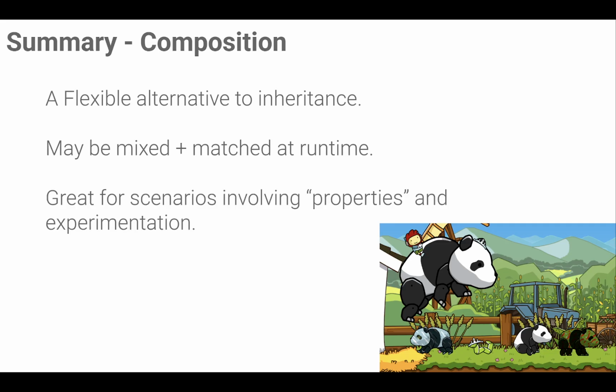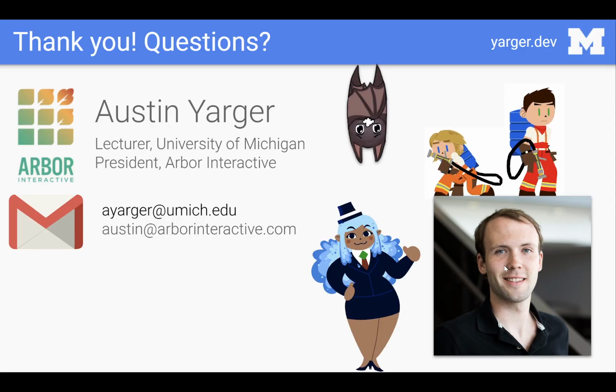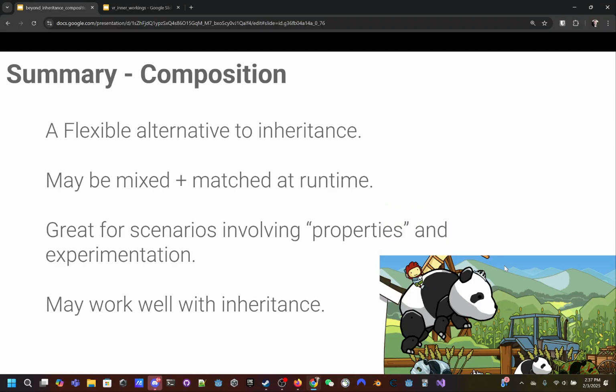Really good for any scenario involving adjectives or properties or experimentation. And you can use inheritance with components to prevent DRY from being lost in your code base. If you have a bunch of components that are very similar to each other, like our affordances in our P1 code base, then you can use inheritance, and we did, to fix things up and keep things nice and DRY. All right, so that's my talk on composition.